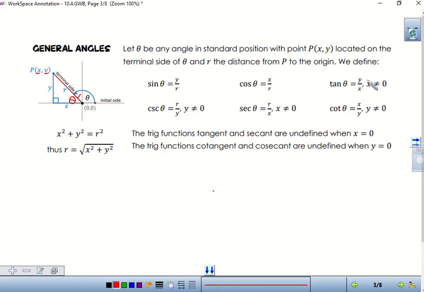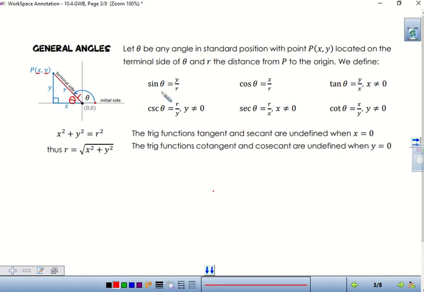Now with tangent, x cannot be 0, okay? Anybody know why x couldn't be 0 here? When 0 is in the denominator, it makes it what? Undefined. So all of these last 4 have a consequence of being undefined if y or x is 0, which does happen. A coordinate can have x or y being 0, right?